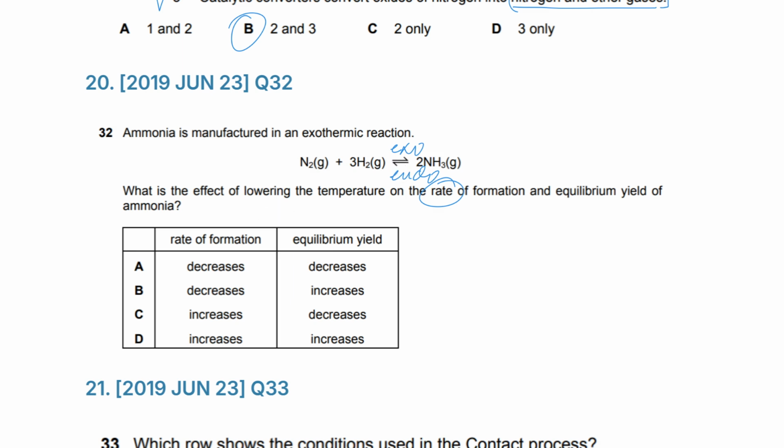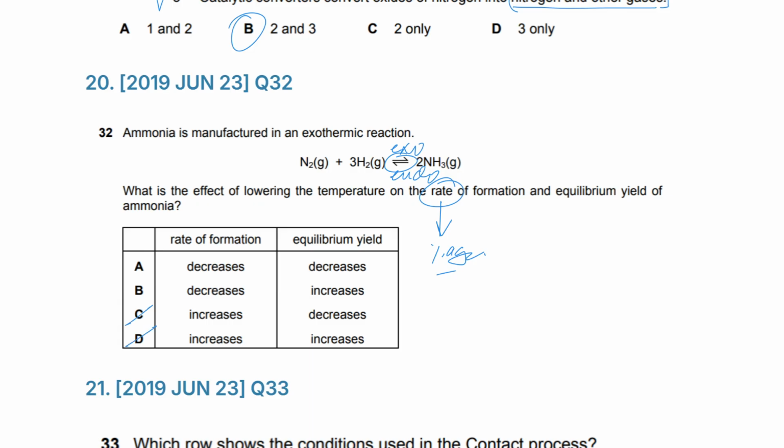If you decrease the temperature, the rate of reaction would decrease, because it has to do with the collision frequency and the percentage of particles that possess the activation energy. If you lower the temperature, the frequency of collisions decreases, and the percentage of particles that possess the activation energy also decreases. So you need to understand that it has nothing to do with the reversible sign. So the rate of reaction would decrease. So C and D are therefore wrong.